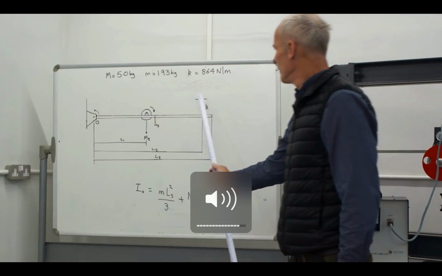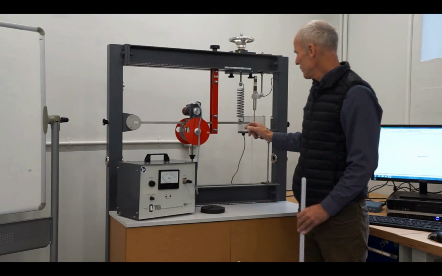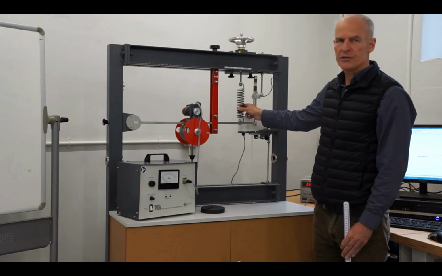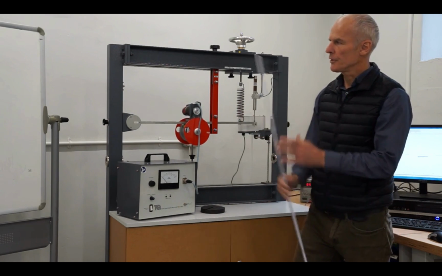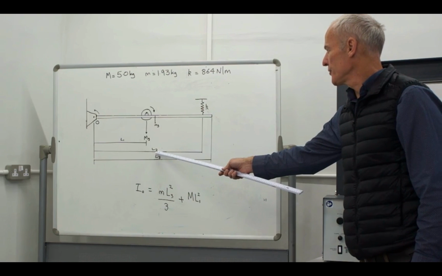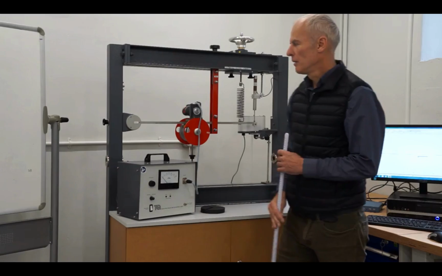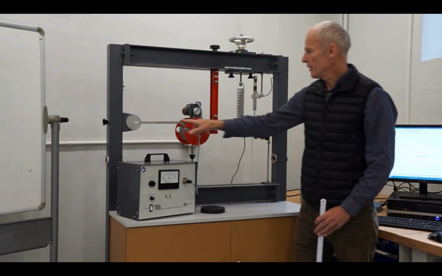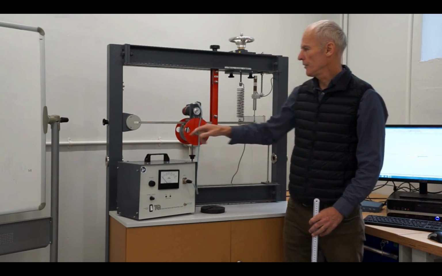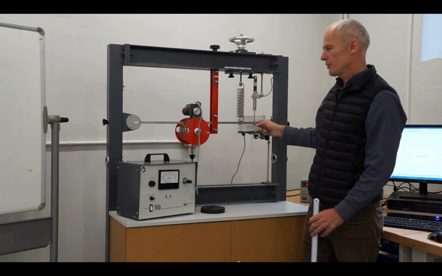Picture here. L3 is the length, and it's got a spring attached of stiffness K. So there's the spring, stiffness K, and that is its linked distance L2. So the length L2 is from here to here, and the length L3 is the length of the beam, which is up to here.